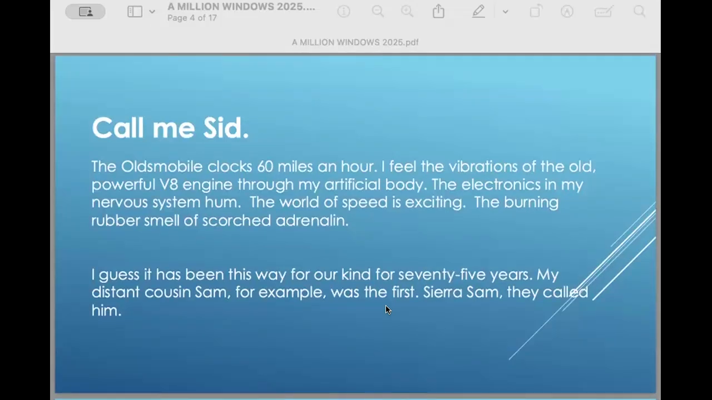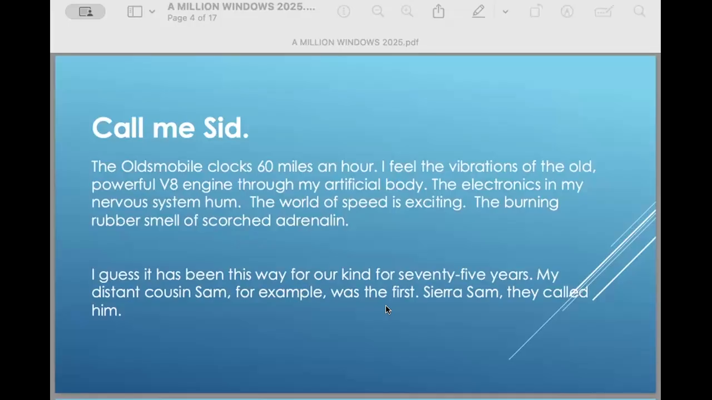"Call me Sid. The Oldsmobile clocks 60 miles an hour. I feel the vibrations of the old powerful V8 engine through my artificial body. The electronics in my nervous system hum. The world of speed is exciting. Danger and the burning rubber smell of scorched adrenaline. I guess it has been this way for our kind for 75 years.